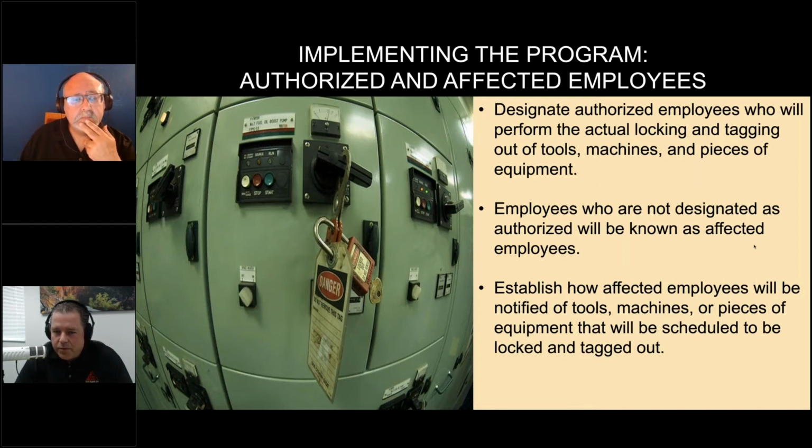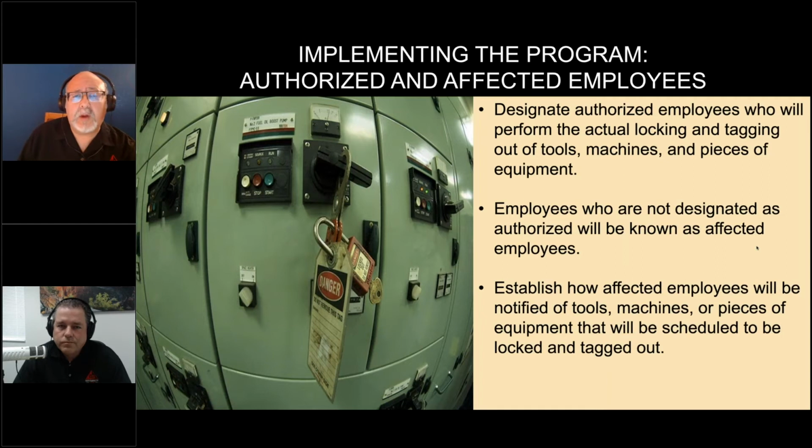Maybe they're just a helper with the machine. Maybe they don't work on the machine at all, but they work in the vicinity. Those people are all affected employees. Sometimes some organizations will only concentrate on the authorized individuals knowing the lockout tagout, but the affected employees are kind of left to the side, and they're really, well, they're not involved with this, so we don't need to give them information.